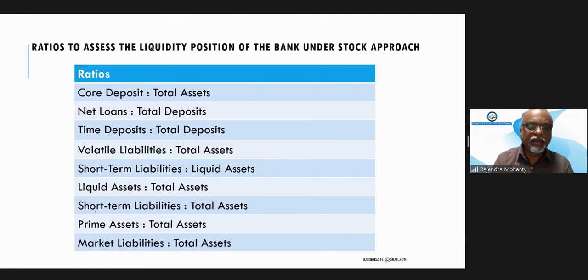Okay. Now, some ratios are taken into consideration to decide the liquidity position of the bank under the stock approach. Stock approach means the quantum of liabilities and assets we are talking about. So, while doing that, we can take some ratios and see the position of the bank.